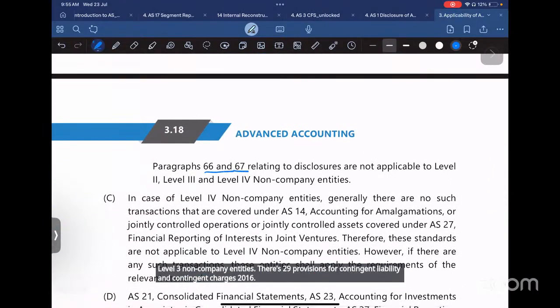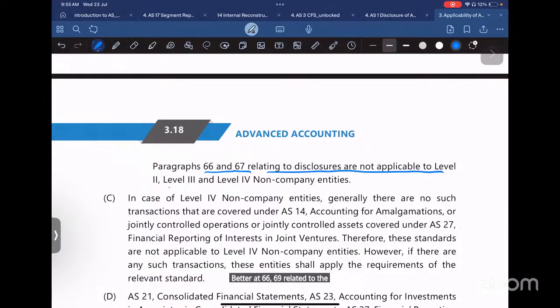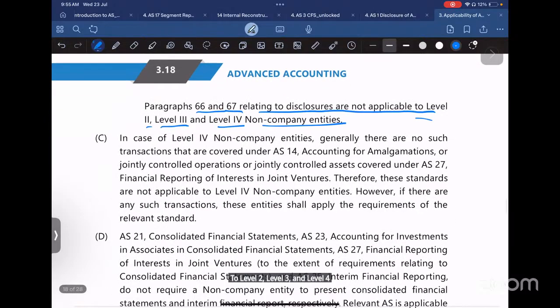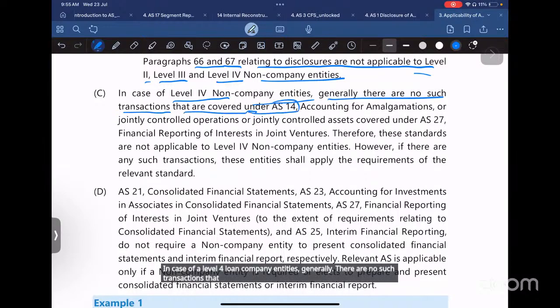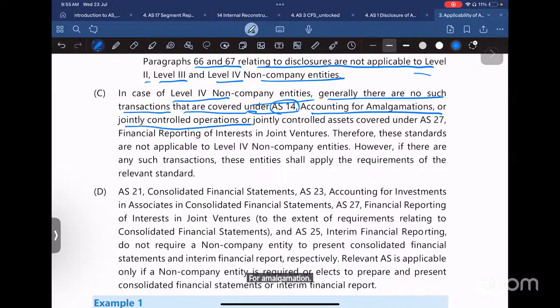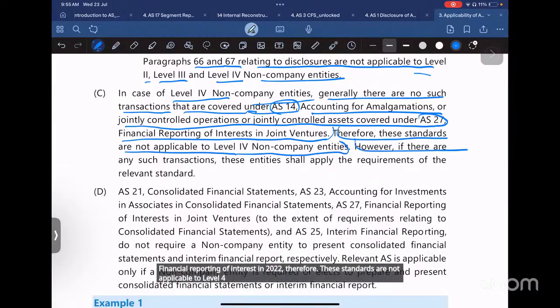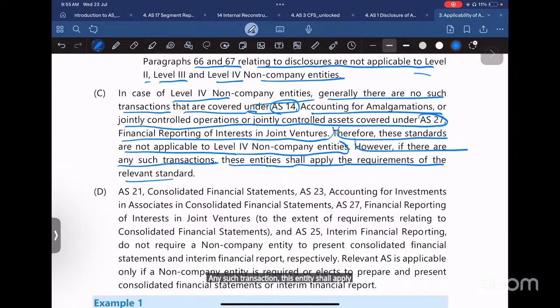AS 29, Provisions, Contingent Liabilities and Contingent Assets, revised 2016: paragraphs 66 and 69 relating to the disclosure are not applicable to Level 2, Level 3, and Level 4 non-company entities. In the case of Level 4 non-company entities, generally there are no transactions covered under AS 14, Accounting for Amalgamations, or jointly controlled operations or jointly controlled assets covered under AS 27, Financial Reporting of Interests in Joint Ventures. Therefore, these standards are not applicable to Level 4 non-company entities. However, if there are any such transactions, the entity shall apply the requirements of the relevant standard.